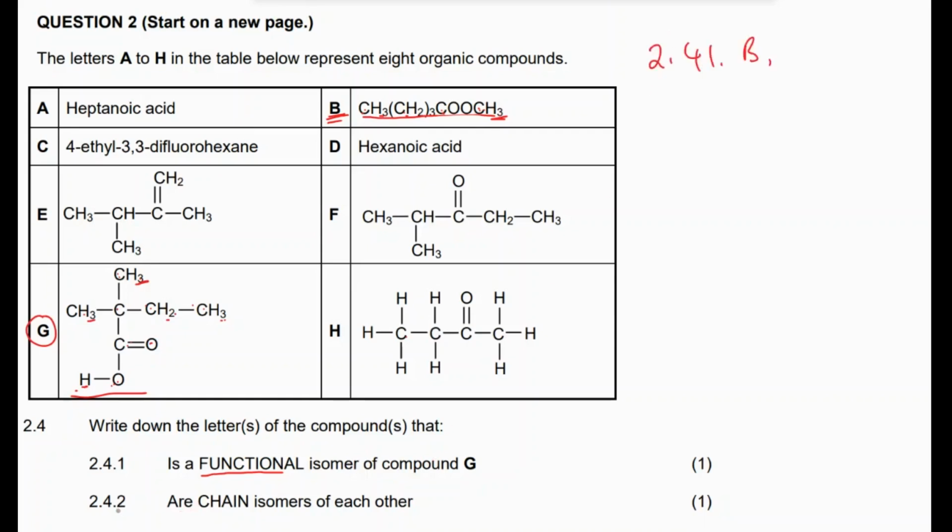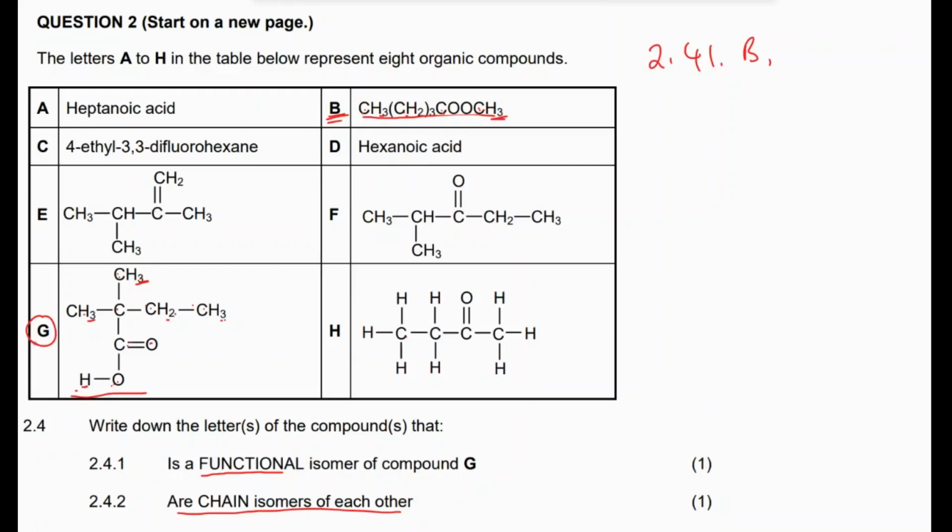And then which ones are the chain isomers of each other? What are chain isomers? These are molecules that have the same molecular formula but different types of chains, meaning that they have different structural formulae. But they belong to the same homologous series. So let's check for those.